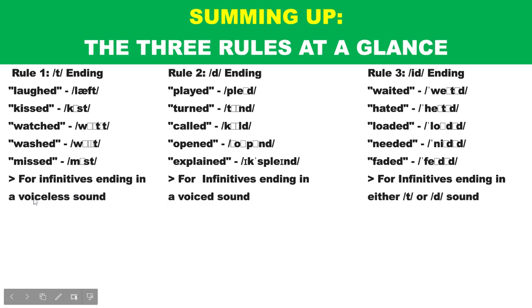You see, for infinitives ending in a voiceless sound, that's where we pronounce ed as T. For infinitives ending in a voiced sound, that is when we pronounce the ed as D. And then for infinitives ending in either T or D sound, that is where we pronounce the ed ending as id. So these are the rules, and this brings us to the end of today's lesson.